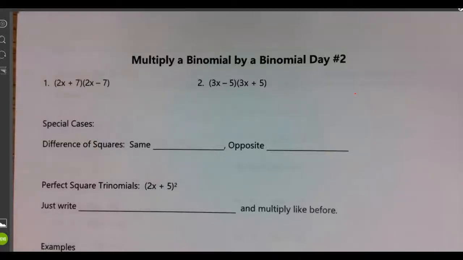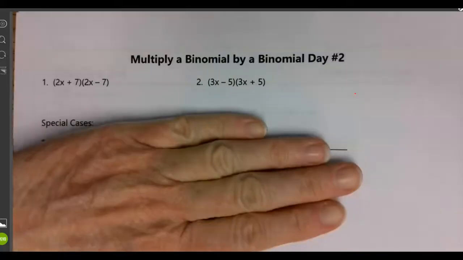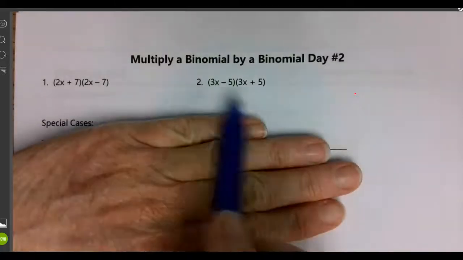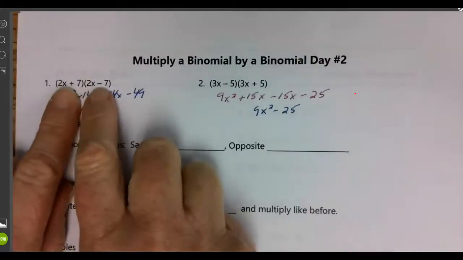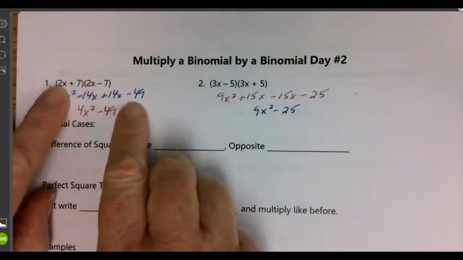So now we're going to just spend one more day on multiplying a binomial by a binomial, and this is day 2. So what I want you to do right now is just take these two problems and multiply them. Go. Just pause. Go. Multiply. So when we multiply a binomial times a binomial, we just distribute it twice.